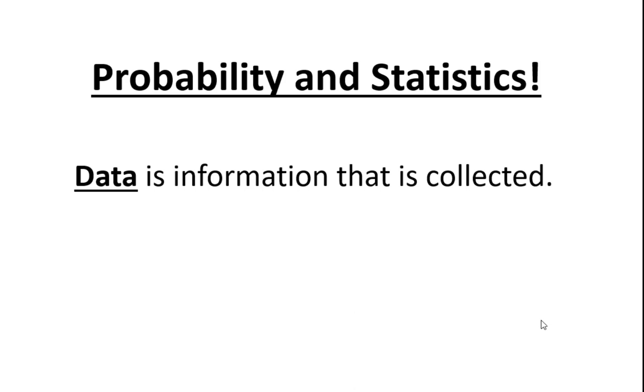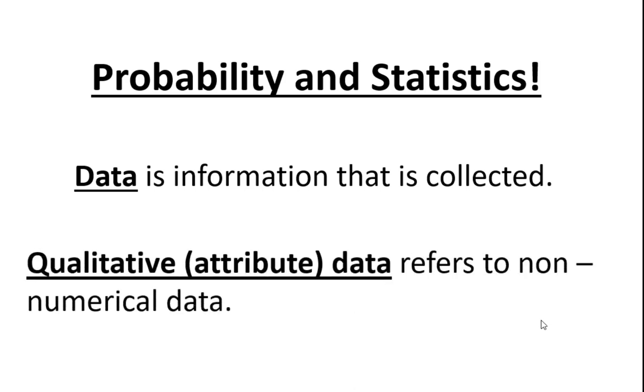For the purposes of our class, we kind of break it down a little bit. There's stuff called qualitative, which is also called attribute data. This is, for example, keeping track of how people pay for something. Do they pay with a check? Do they pay with cash? Do they pay with credit card? Those don't have numbers attached to them.